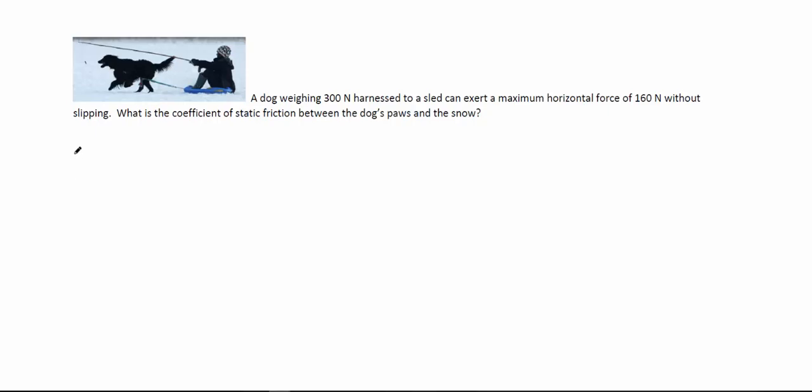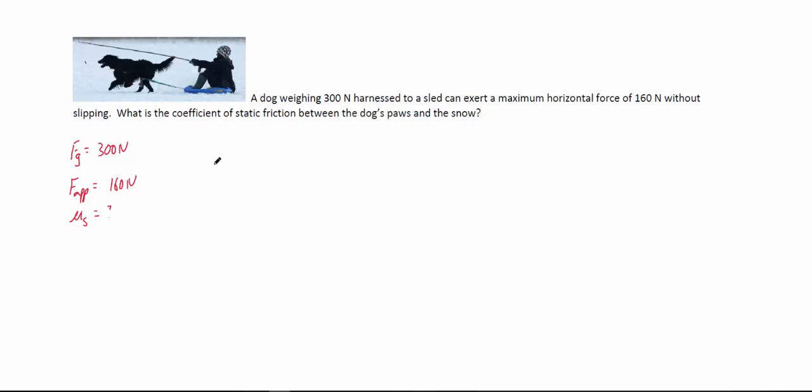So let's start by looking at what we know. We know that the dog has a weight, or force of gravity, equal to 300 newtons. And the dog can exert a force, so apply a force to the sled, of 160 newtons. So that's the applied force. And we want to find the coefficient of static friction between the dog's paws and the snow.